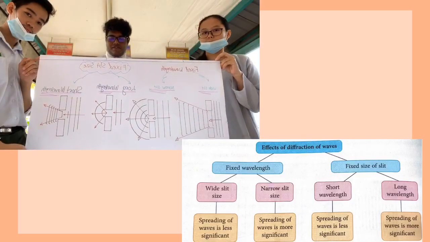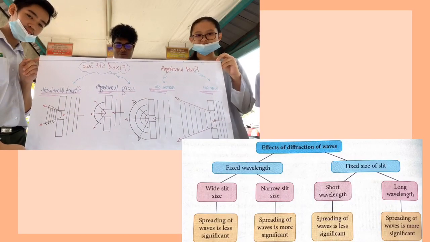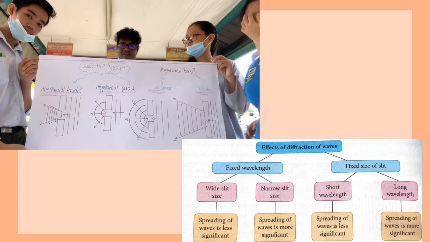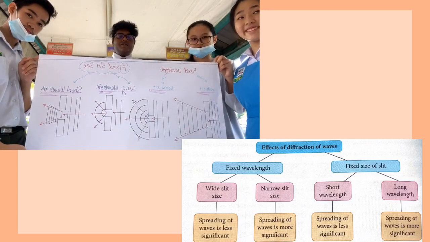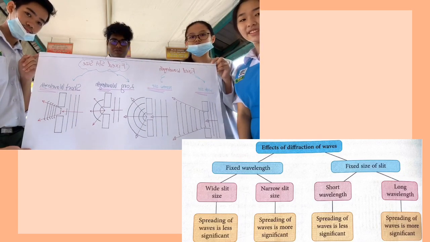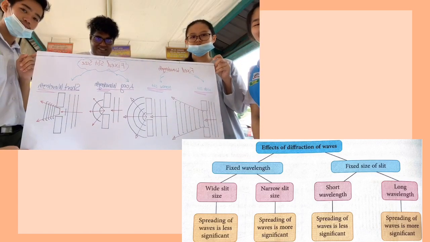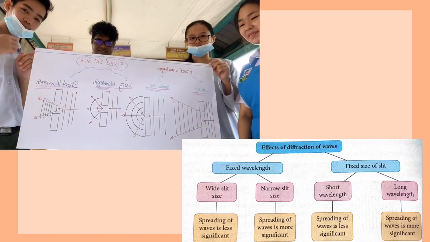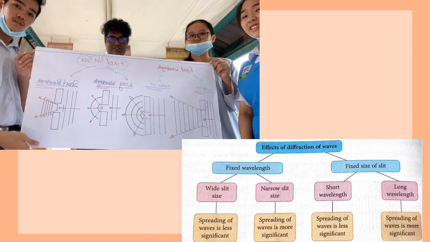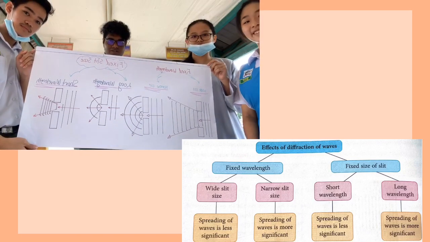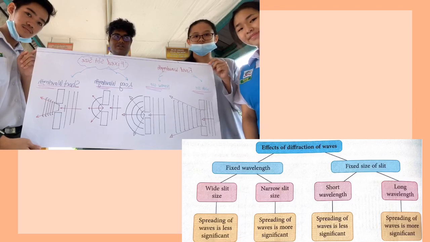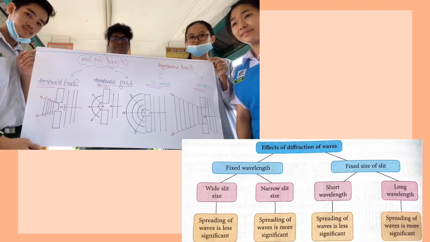The effect of diffraction can be divided into two: fixed wavelength and fixed size of slit. Fixed wavelength can be divided into two: narrow slit size and wide slit size. For wide slit size, the spreading of wave is less significant. For narrow slit size, the spreading of wave is more significant.